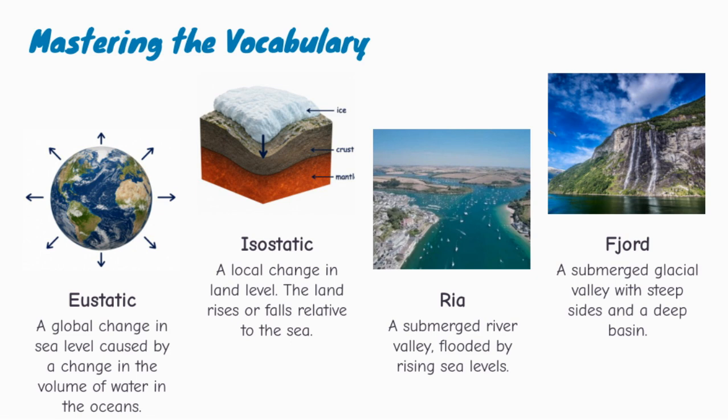The third word is ria. A ria is a submerged river valley. It forms when rising sea levels flood a river valley. The fourth word is fjord. A fjord is a submerged glacial valley. It usually has steep sides and a deep basin because it was carved by ice. These four terms are central to today's lesson.